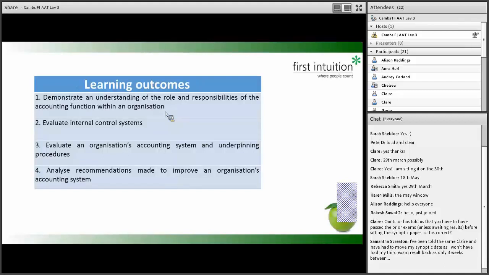So the first one here, demonstrate an understanding of the role and responsibilities of the accounting function within the organisation. This learning outcome is making us think about what it is that the accounting function do. They provide information to other people within and outside of the organisation. They also receive information from other departments. The accounting function will help to make decisions which are going to have an impact on other departments.